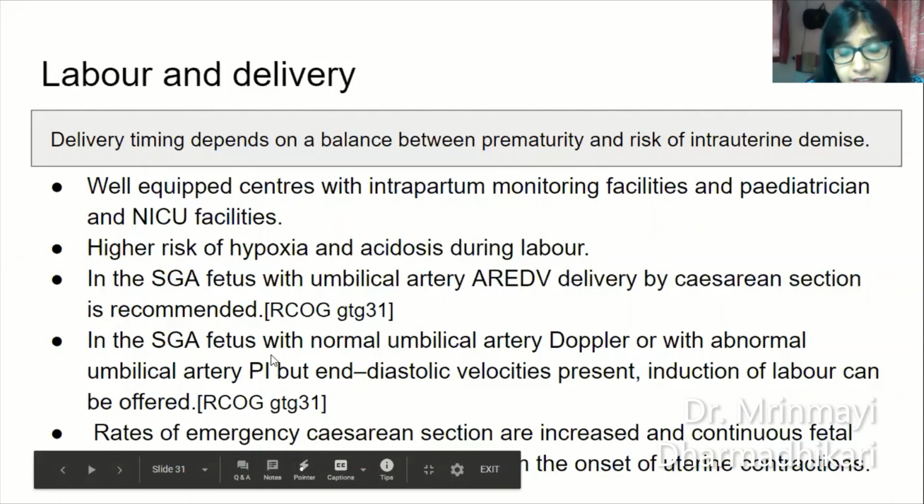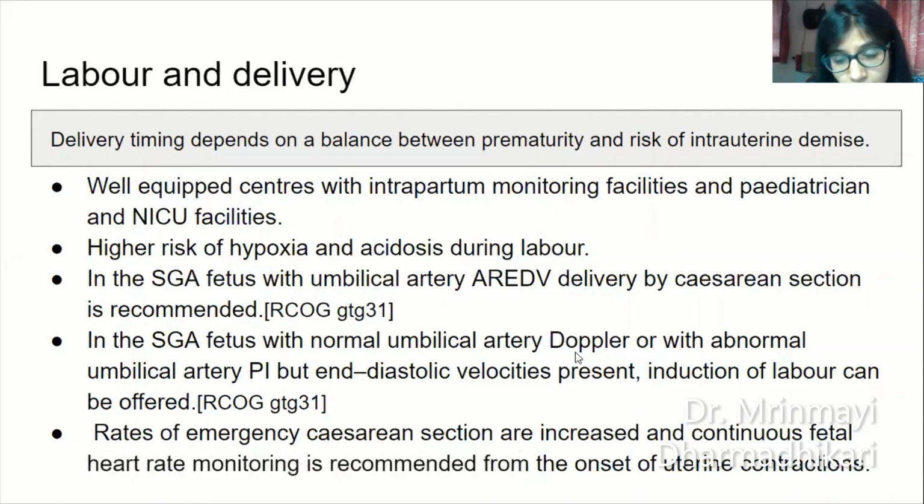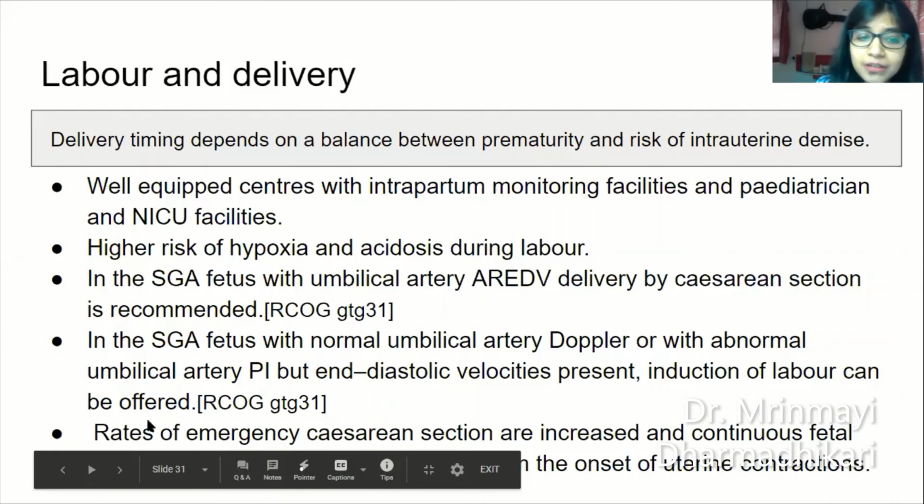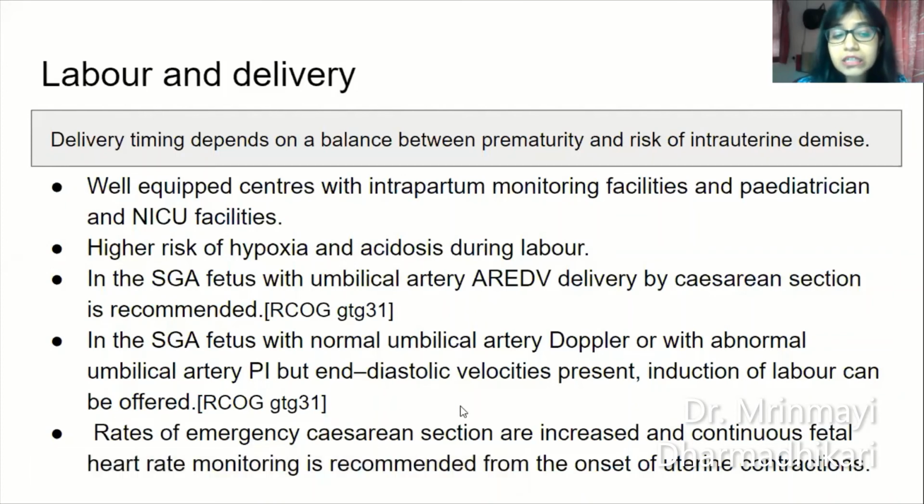In SGA fetuses with normal umbilical artery Doppler or with abnormal umbilical artery PI, but in the presence of end diastolic velocities, induction of labor can be offered. But remember, when you're inducing labor, there have to be facilities for intensive intrapartum monitoring, as these fetuses are at a very high risk of hypoxia, acidosis.